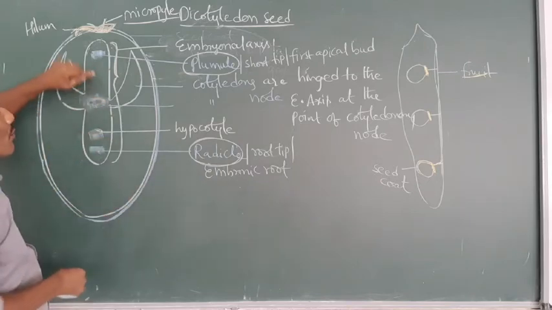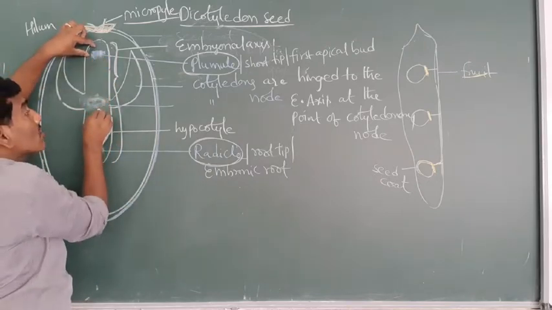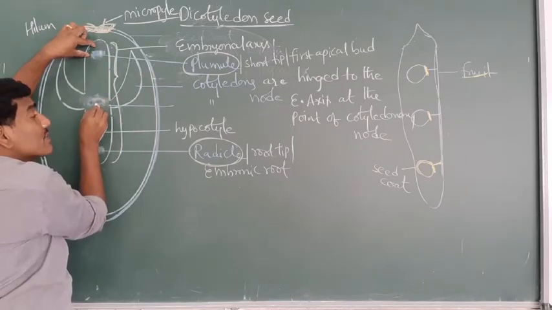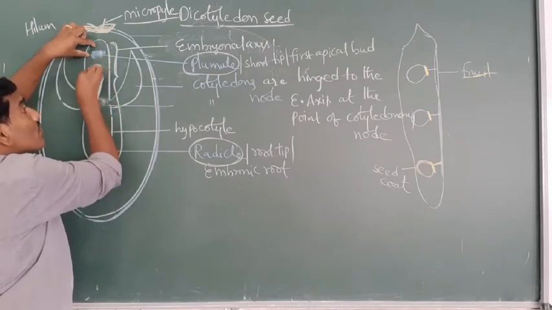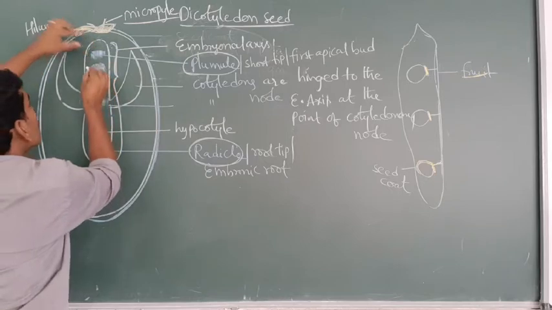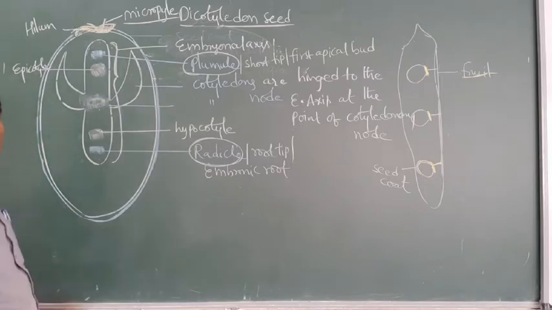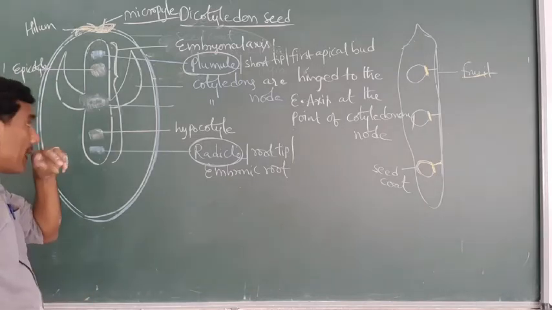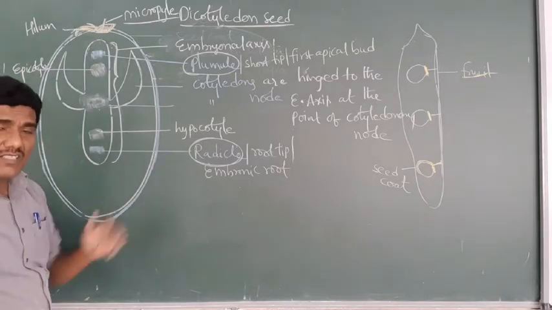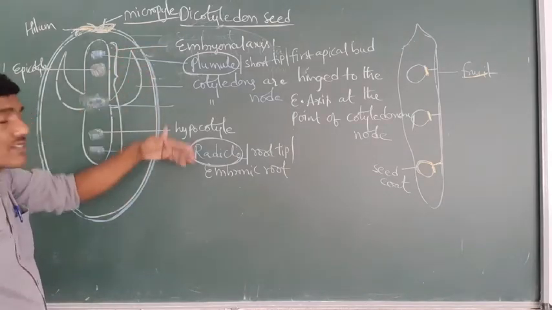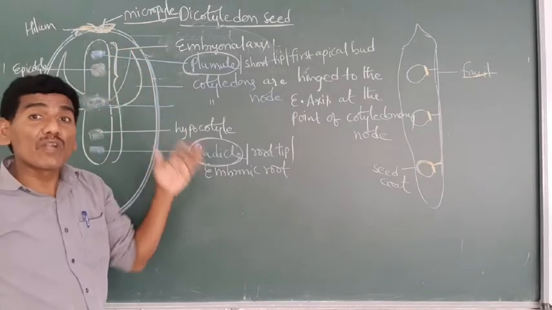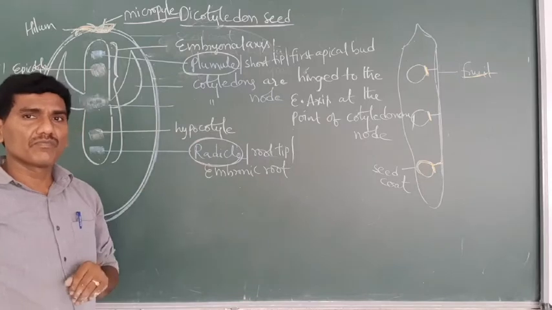Whereas between the plumule and the cotyledonary node, this is also known as epicotyl. In this way, inside of the seed, so many parts are developed from the embryo.